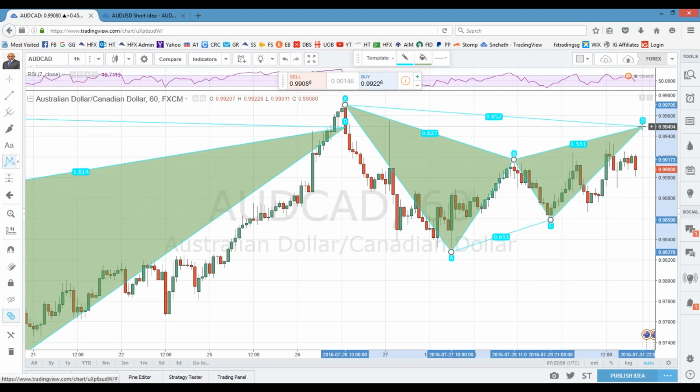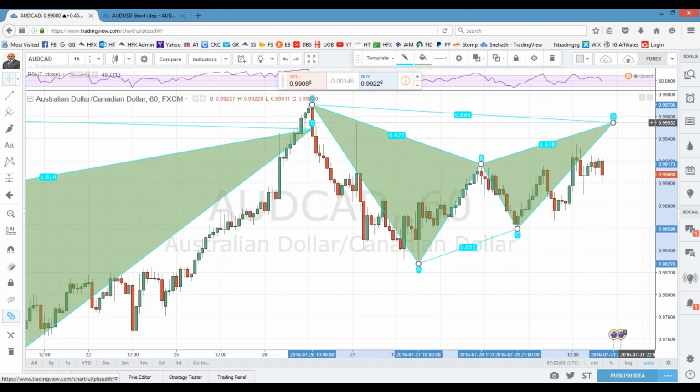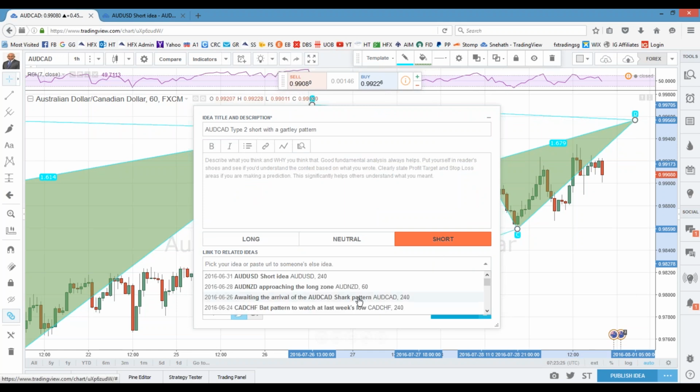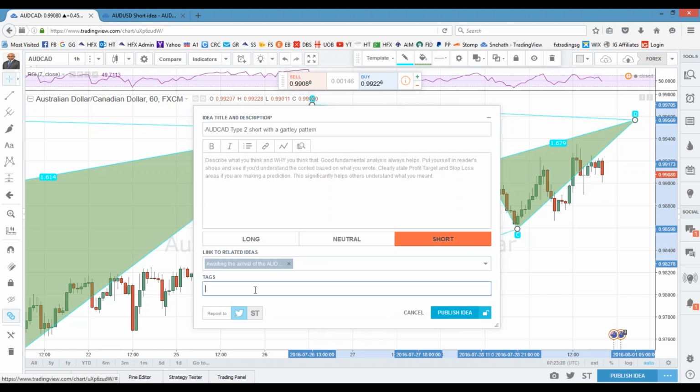We're looking for a reaction at around the 786 or the 886. I saw that the 886 was the more appropriate one because the AB equals CD ends up somewhere around here. So I'm going to click over here, maybe give it a bit more time, somewhere around there. And this is what I'm looking for next week. So once again, Aussie CAD type 2 short with a Gartley pattern. I'm going to tie it back to the idea that I put out last week so that people can correlate it and so that you can also track this much better. So just put a couple of tags there.